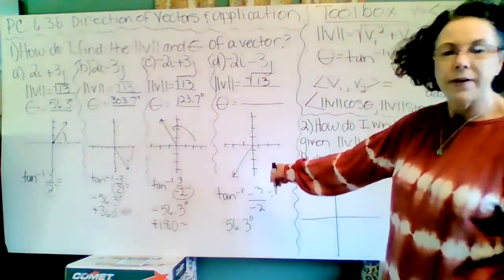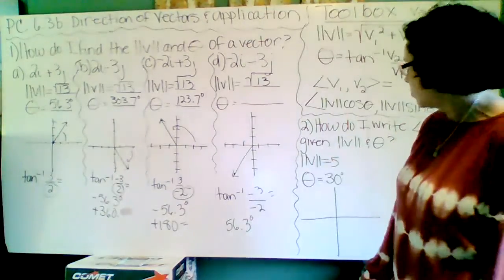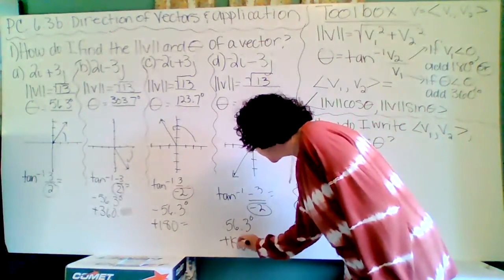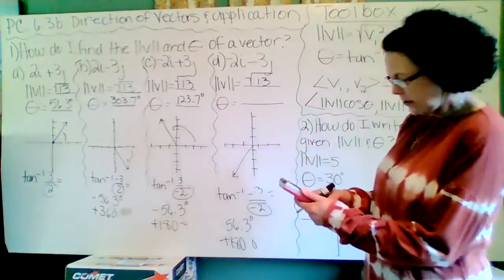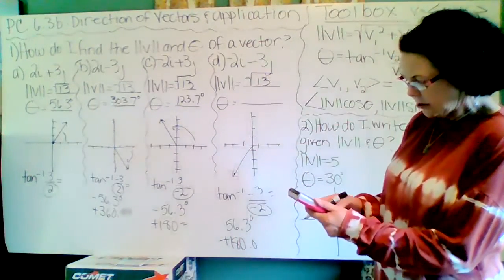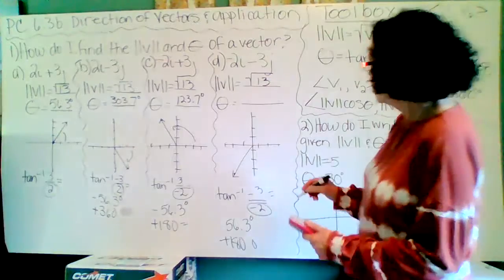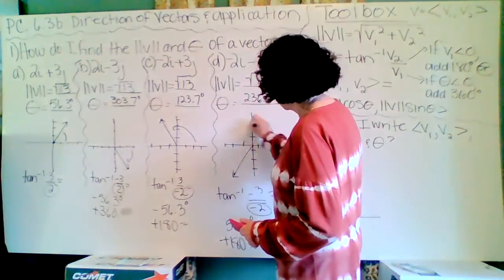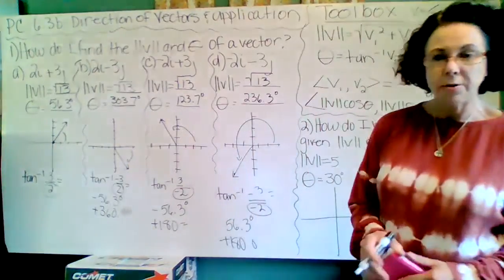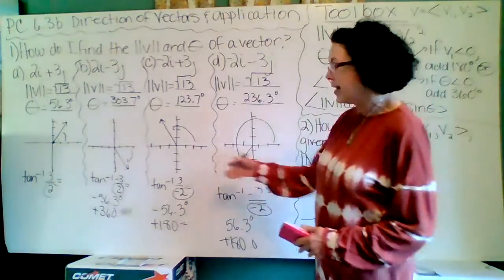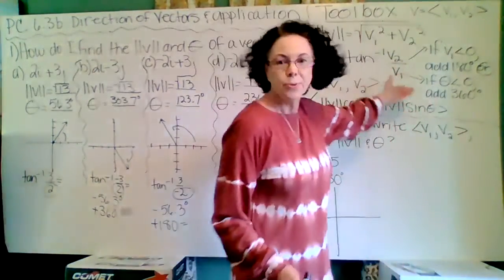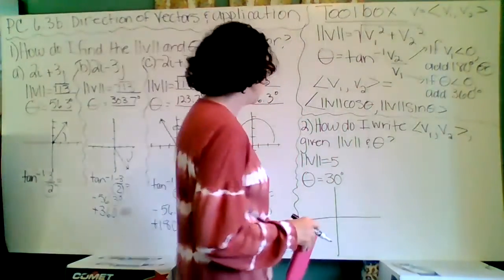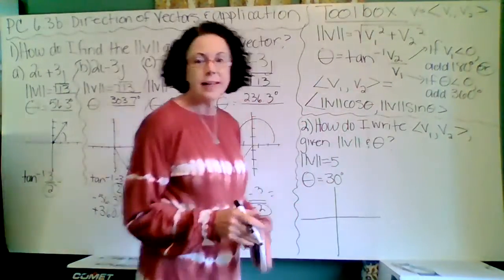Notice that that vector is obviously not at 56.3 degrees, but the V1 is negative, so we're going to add 180 degrees to this. So 56.3 plus 180 degrees is 236.3 degrees. Notice that that would be the correct angle measure, and you can see now why it's important to follow these rules.